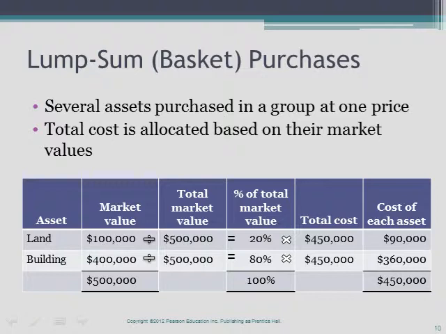In the above table, assume a company purchased land and building for the combined price of $450,000. The values of the individual assets are shown in the market value column. This column is totaled. Then the market value of each asset is divided by the total market value to determine a percentage. This percentage is then multiplied by the cost. The end result is that the land is allocated $90,000 or 20% of the cost, and the building is allocated $360,000 or 80% of the cost.